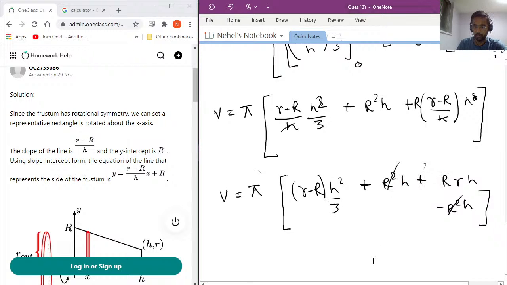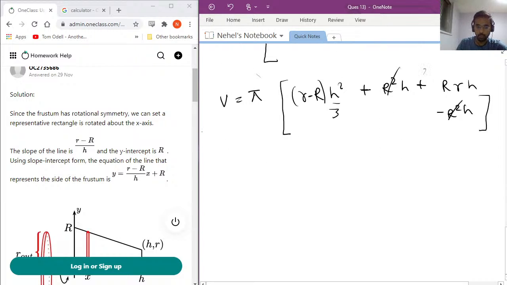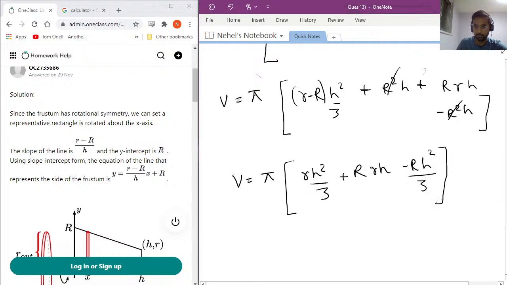Once you simplify them, these two terms get cancelled. So for the final formula, you're basically left with volume is equal to pi r h square over 3 plus r r h minus r h square over. Alright, so there was a bit of a long solution, but this is the final answer.